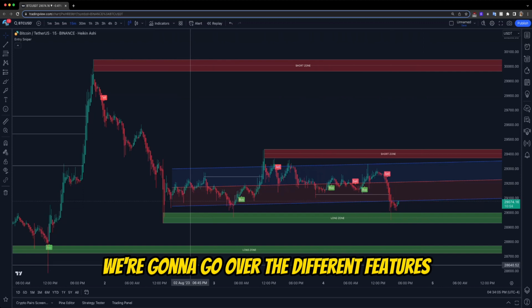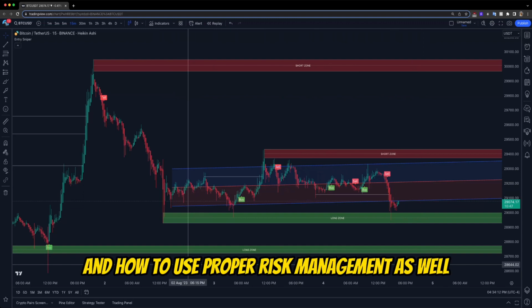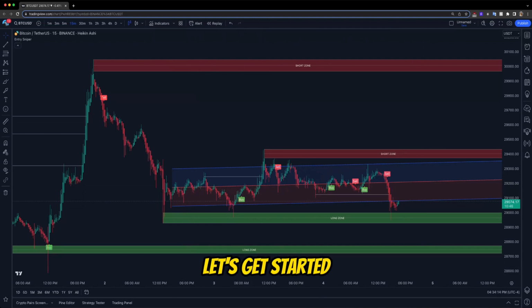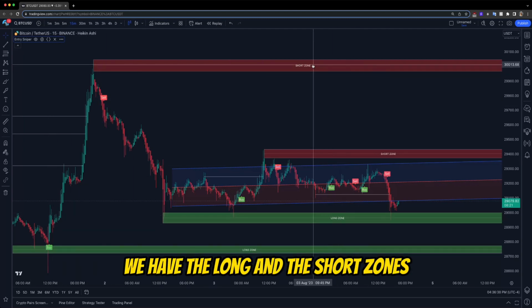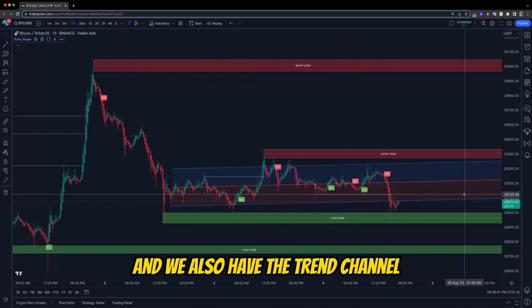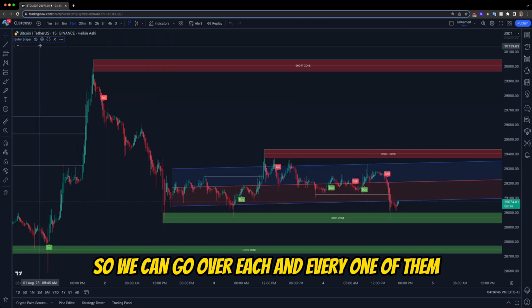We're going to go over the different features and how to use it most effectively, how to confirm your trades, and how to use proper risk management as well. Let's get started. Here we have the buy and the sell signals. We have the long and the short zones, and we also have the trend channel. I'm going to turn off these features one by one so we can go over each and every one of them.